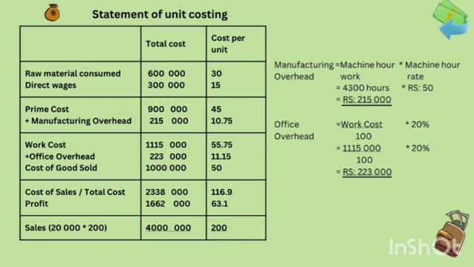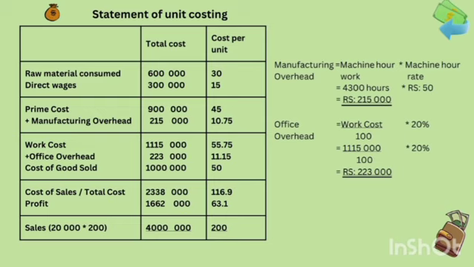Now inside the chart, first we name the two small columns, one as total cost and the other as cost per unit. After that, we need to write these items down under the larger column. Raw materials consumed, direct wages, prime cost, plus manufacturing overhead, work cost, plus office overhead, cost of goods. We can also take it as selling overhead, cost of sales or total cost, profit, sales. Now let's calculate the amounts.